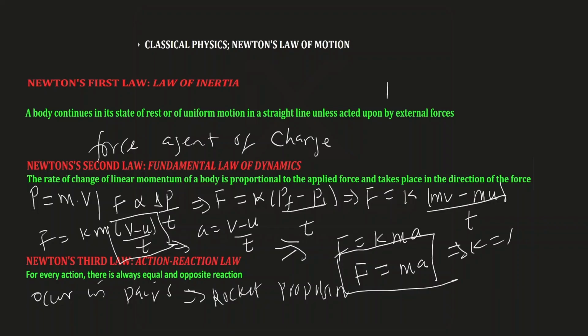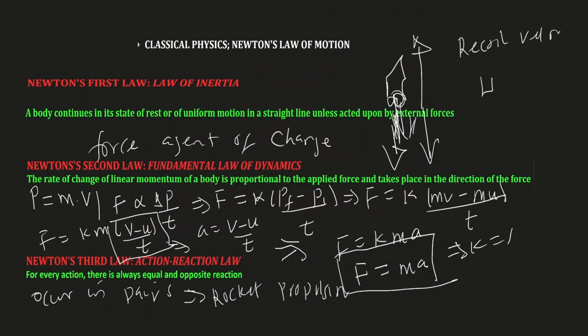For example, when you have a rocket this way, because gases are burnt downward, the reaction that comes from that moves the rocket upward. Then also we have the recoil velocity of a gun.